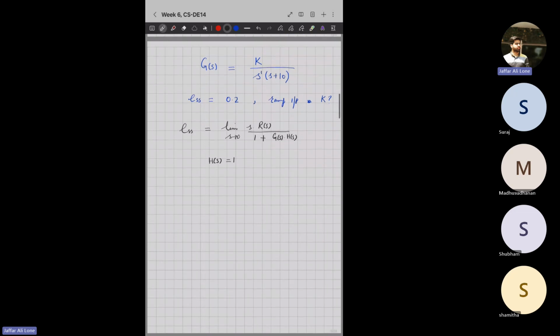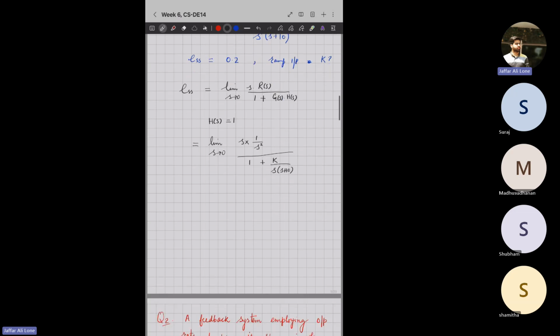So let's try to solve it. It will be limit s tends to 0, s into R(s); this is a ramp input. For a step it's 1 by s, for a ramp we have 1 by s square, because it's a unit ramp. So R(s) is 1 by s square, divided by 1 plus G(s), that is k divided by s into s plus 10. Now let's solve it a bit.